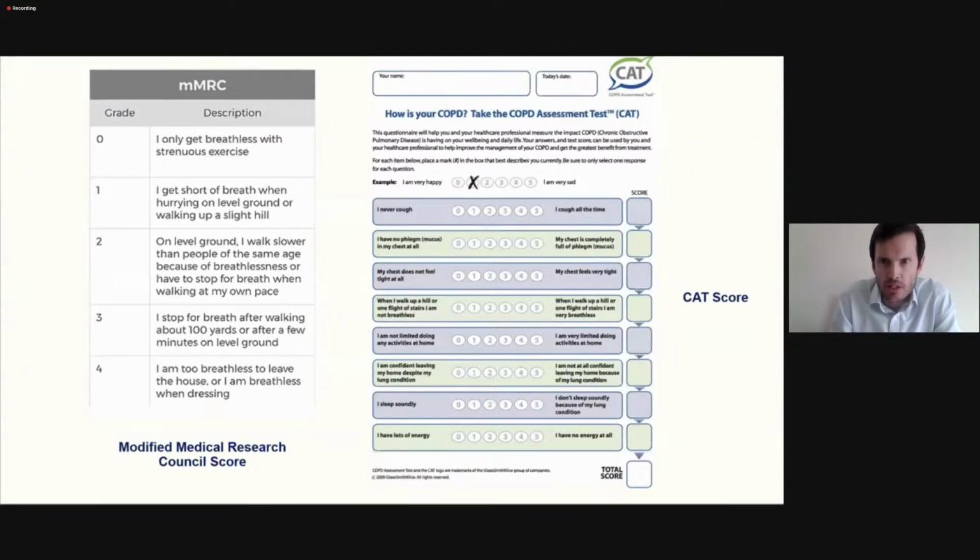In the past, a measure of breathlessness was considered to be an adequate measure of symptoms in COPD, but we now know that COPD impacts patients beyond breathlessness. And this slide shows the two most commonly used and practical measures of assessing symptoms in patients with COPD. On the left, we have the Modified Medical Research Council score, and on the right, we have the COPD Assessment Test, which is a measure of health status impairment in COPD.